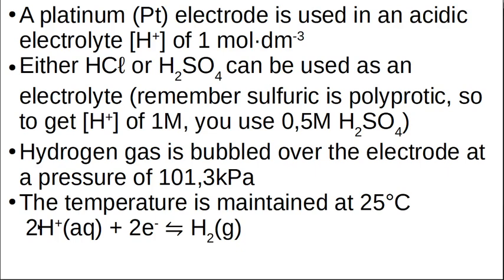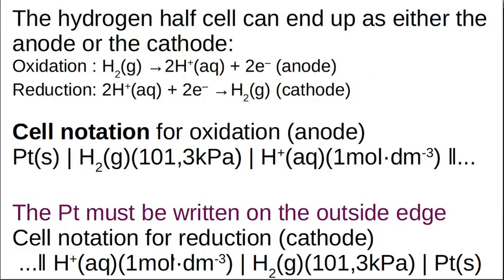That will determine the reading on your voltmeter and whether the forward reaction with the hydrogen is favored or the backward reaction. So here are the 2 half reactions. It can be either the anode or the cathode. Hydrogen goes to 2 protons plus 2 electrons at the anode, or 2 protons plus 2 electrons go to hydrogen gas at the cathode. Now you have to write this in its cell notation a little bit differently.